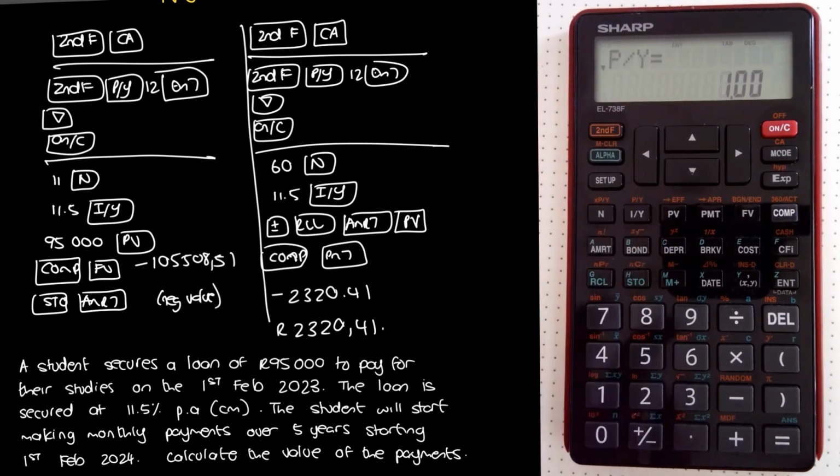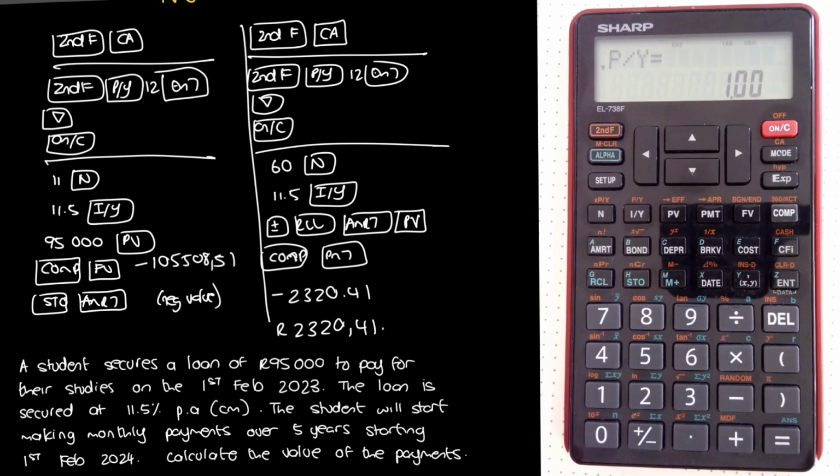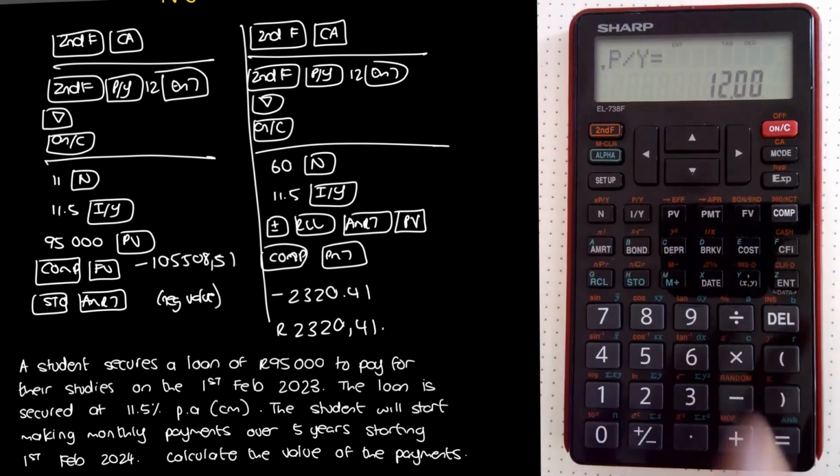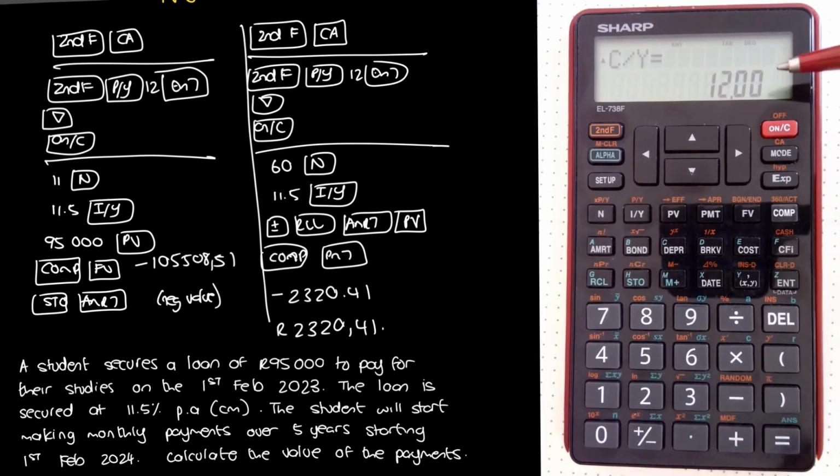Okay, so we're going to say second function PY. The compounding period is 12, so we're going to put that as 12 and enter. And therefore, our CY is now 12. Then we're going to clear our screen. And then we're going to put in the information that we have.